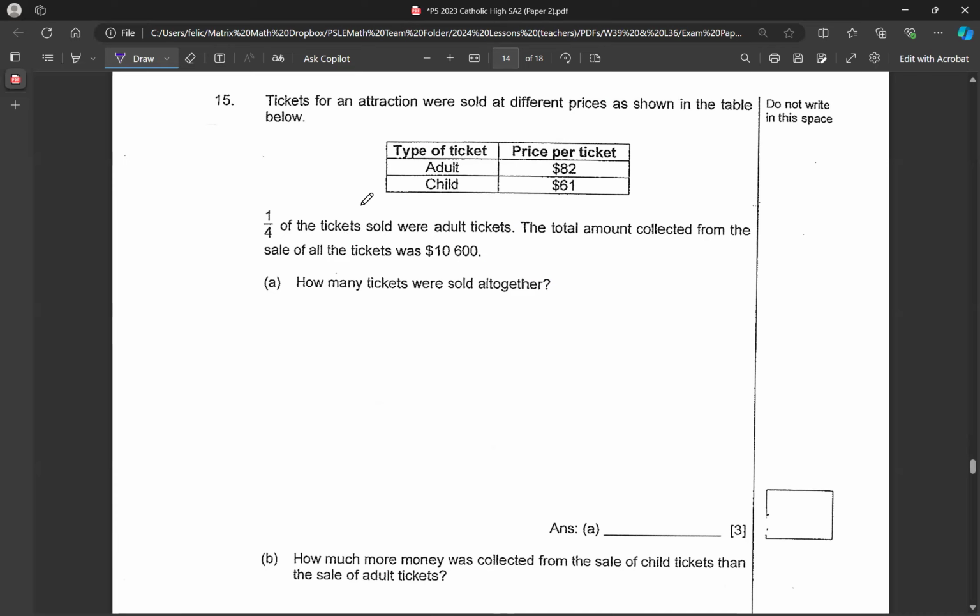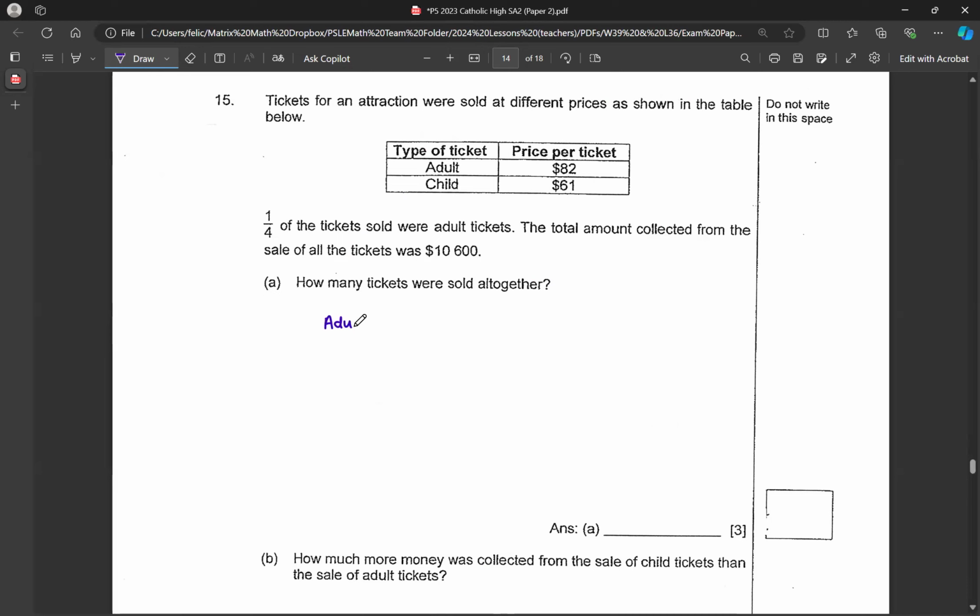I hope you all can tell this is actually using the quantity and value concept. The quantity is stated here, the fraction: 1/4 of the tickets were adult tickets. So this is a quantity ratio that you can create later on. Value, no issues, I got a price per person. Total value, no problem. This 10,600 will be useful later on. So this is where you use the quantity and value table to solve the equation.